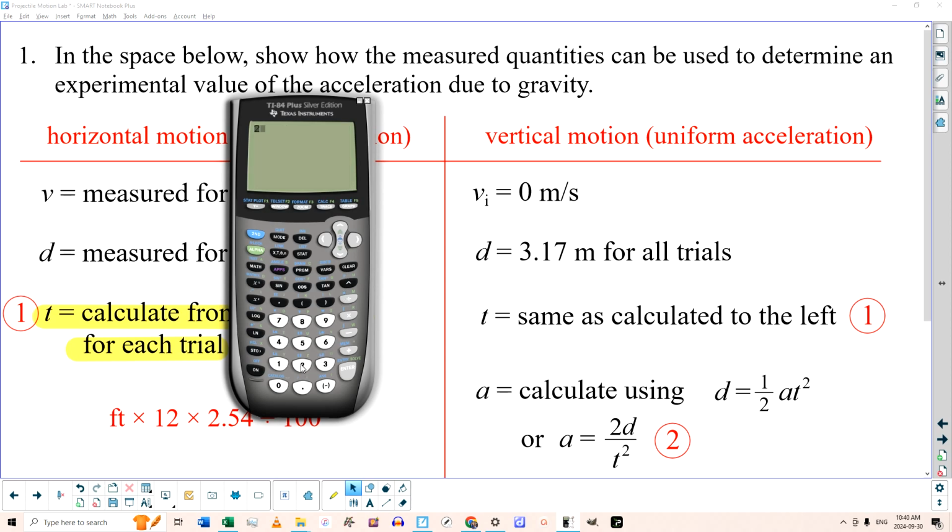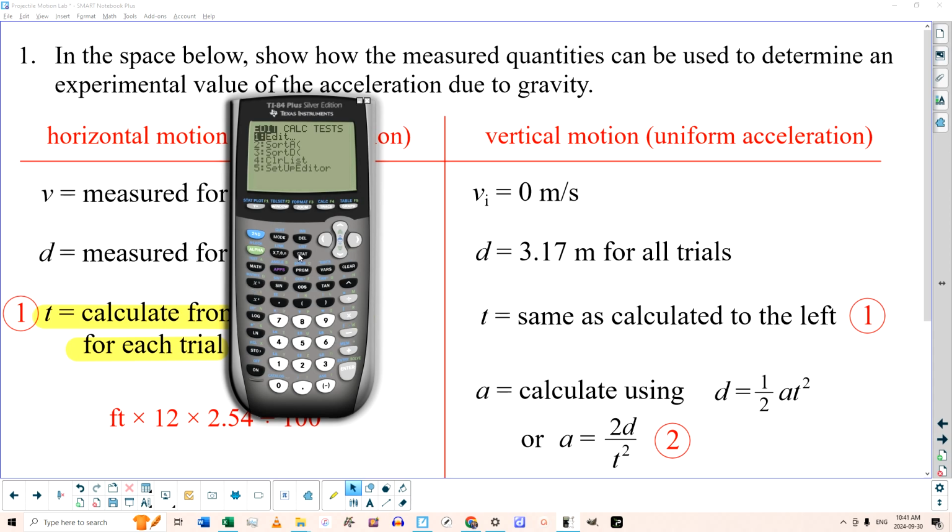So I'm going to take 2 multiplied by my vertical distance of 3.17 divided by my time, which is L4, squared. And if I want to see the numbers in my lists, I'm going to store that as something. I guess the next logical choice is L5. And this is generating now. What it's generated is all 8 of my experimental values for the acceleration due to gravity. If I were to go stat edit and scroll over to L5, I have them.